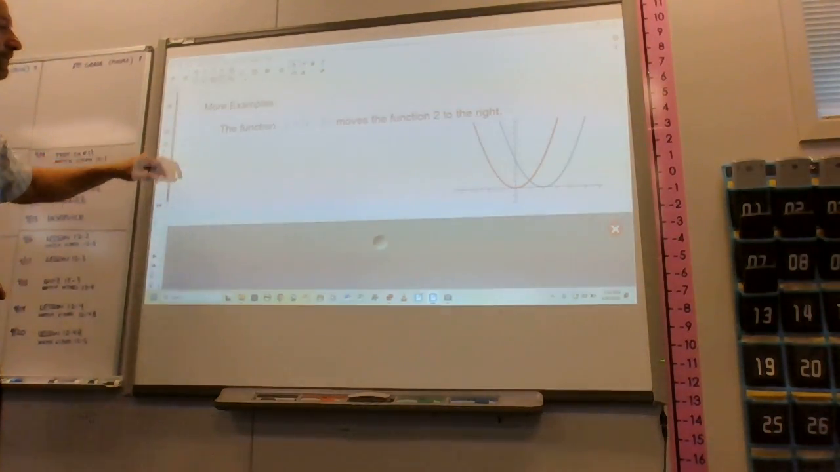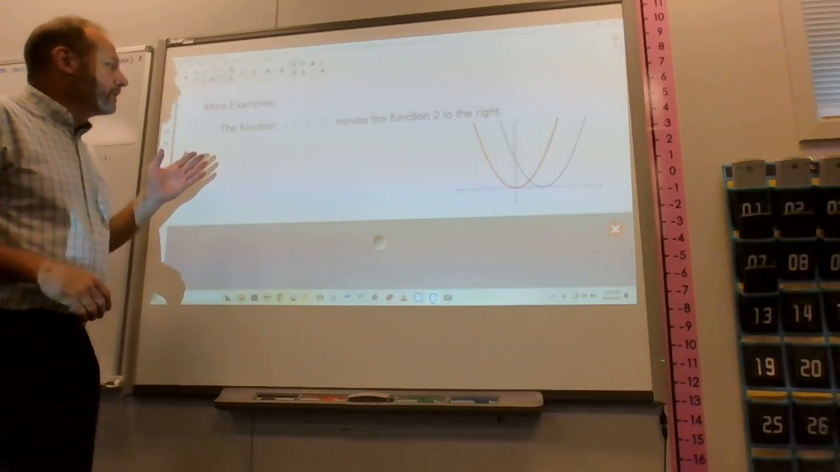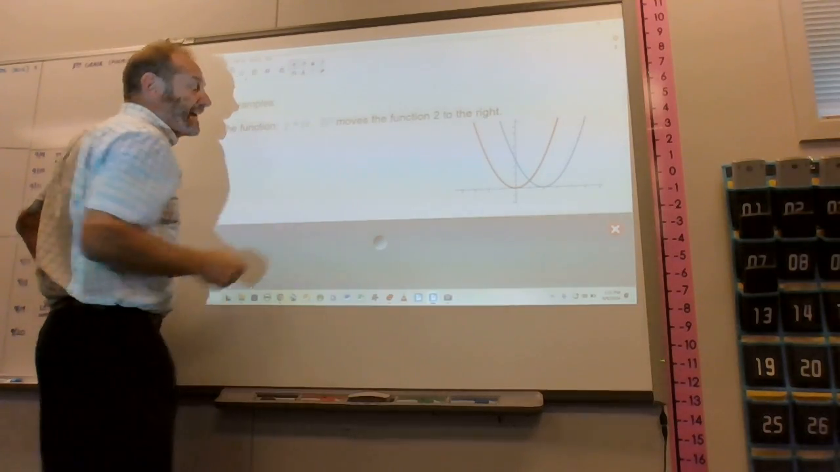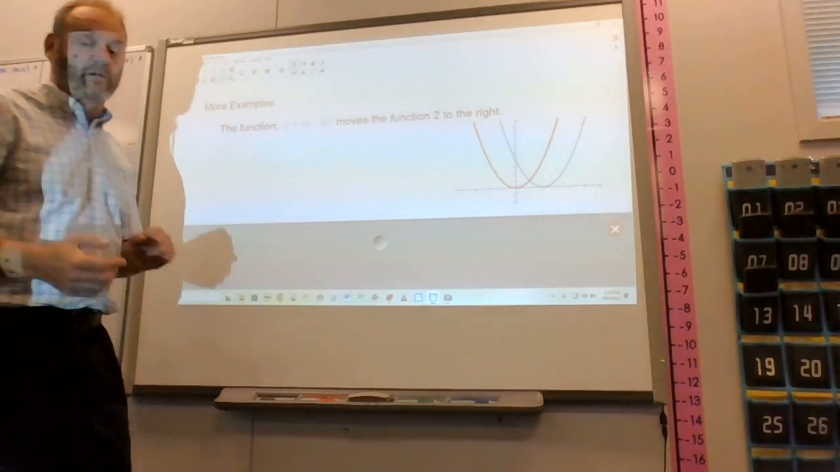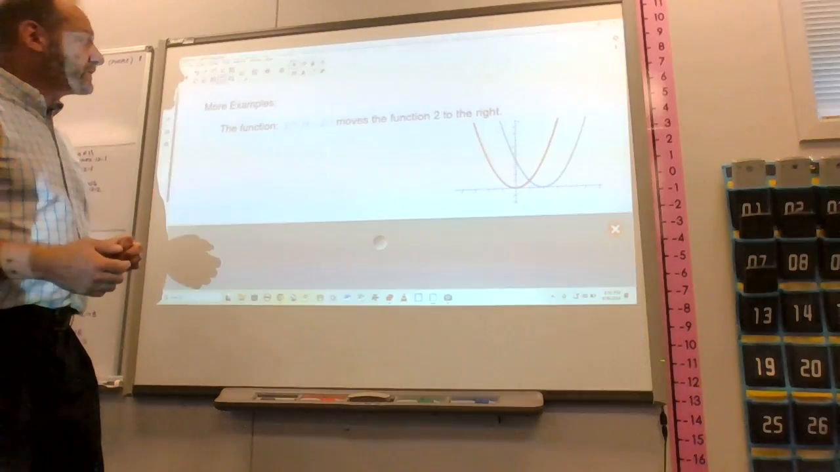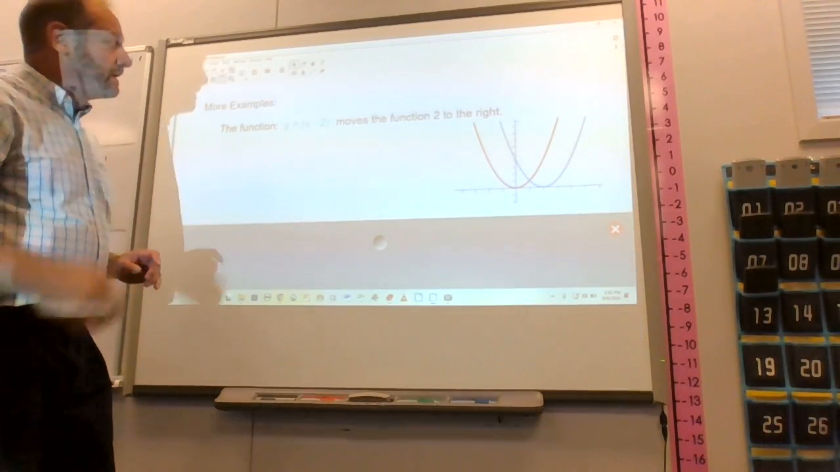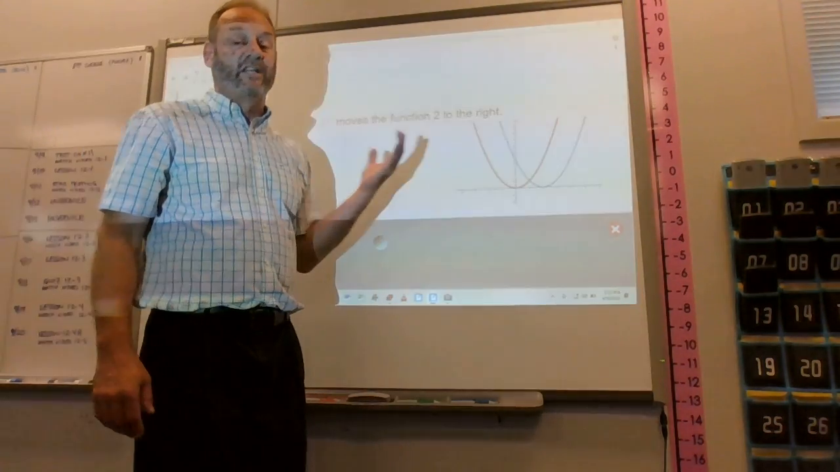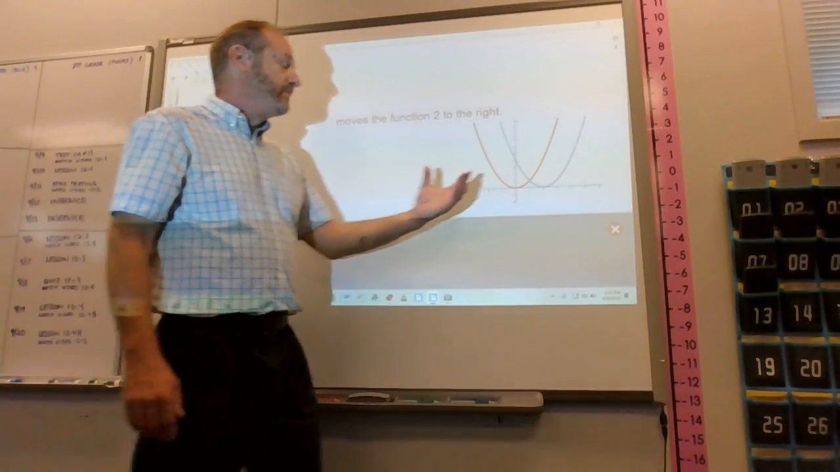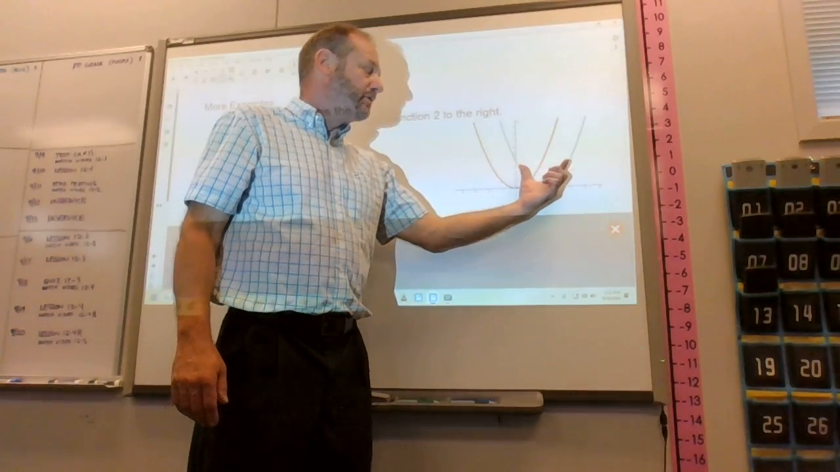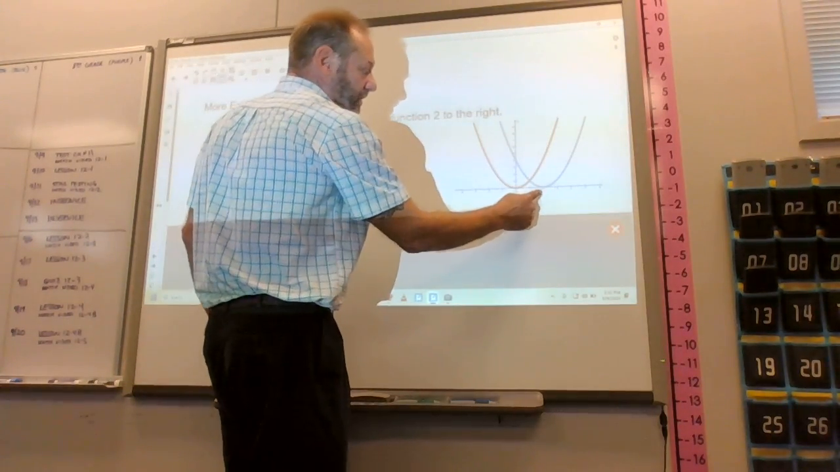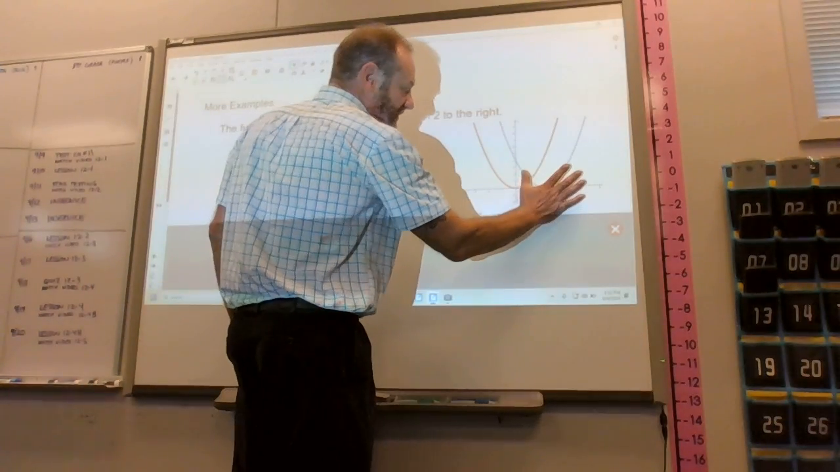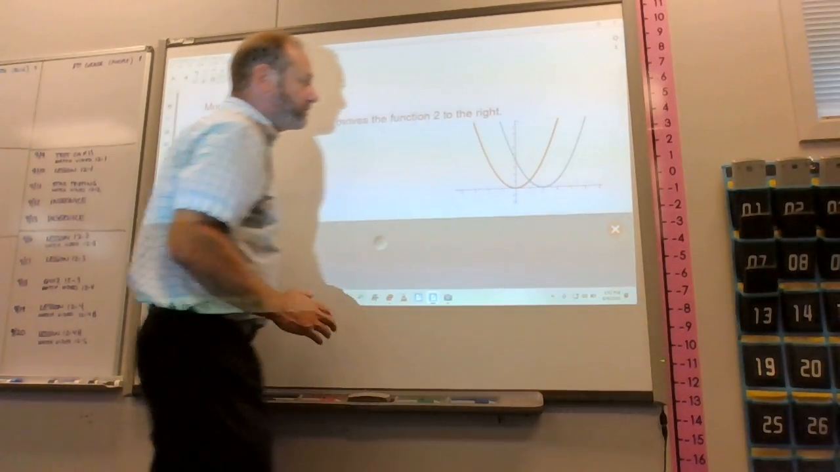Now this is a little different. I've subtracted something inside the function. It's inside the x squared. Okay, so I've got x minus 2 squared. Now this is a little bit tricky because people always think that when you subtract it moves to the left, but that's the opposite of what it does. It takes my function here and moves it to the right, because it's taking the x coordinates and subtracting 2 from them and then squaring it. Okay, so it's essentially taking this and shifting it 2 to the right.